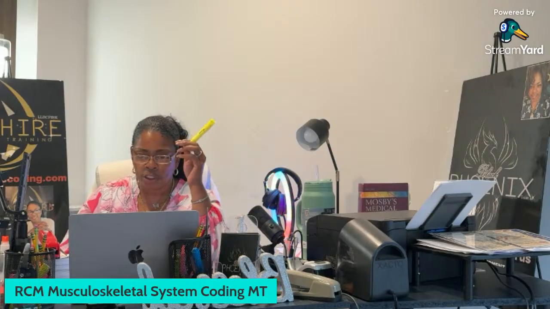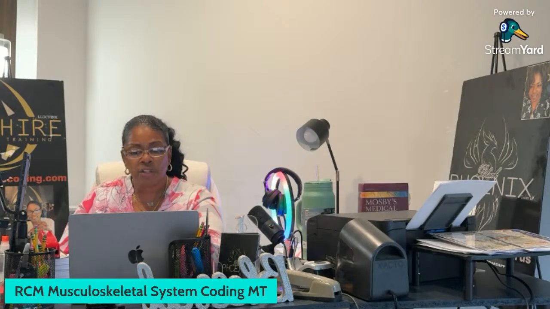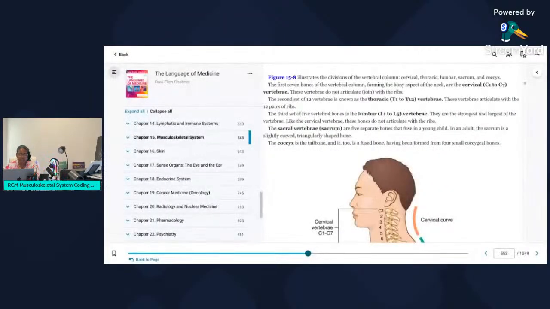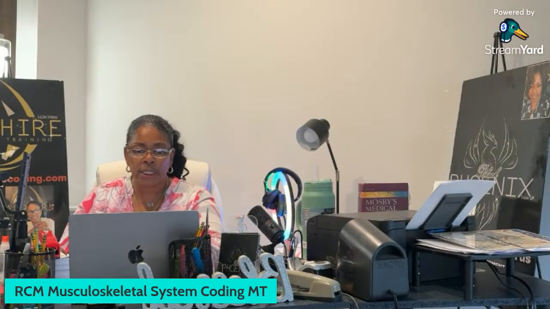The neural or spinal cord. You guys are going to read that. So I want you guys to read page 552, 553. 553 talks about the vertebrae, thoracic, T1 to T12. You remember we did this one already a few minutes ago. This one just has the illustrations where I can show you. When you get your book, you'll understand this more.